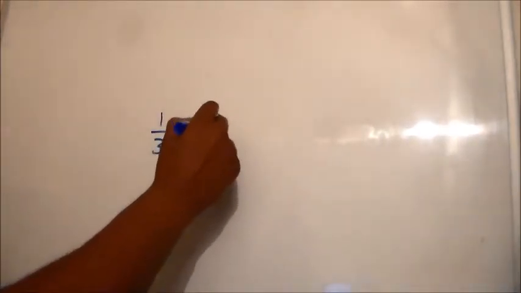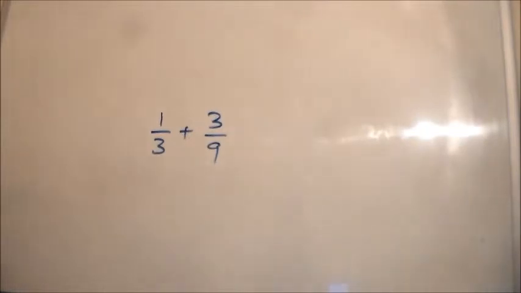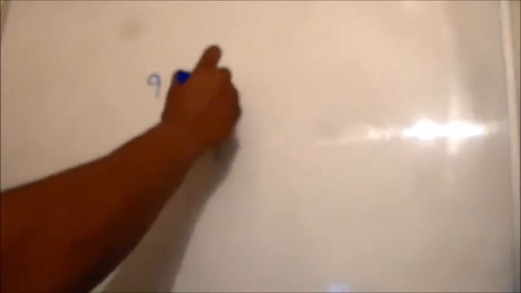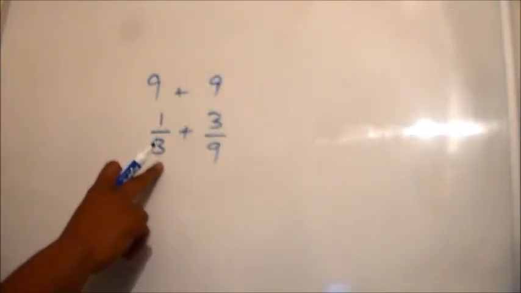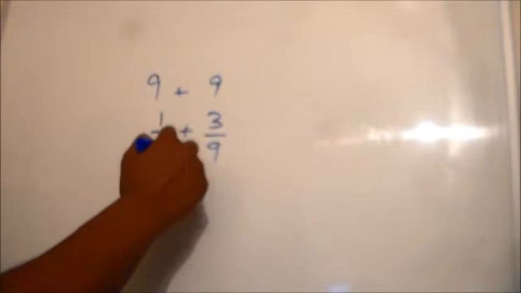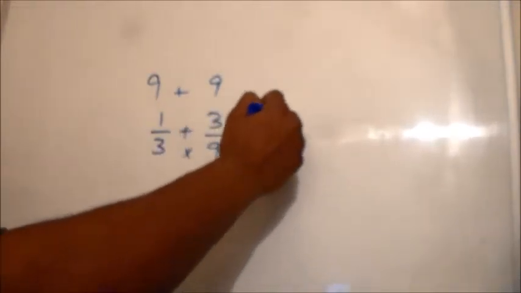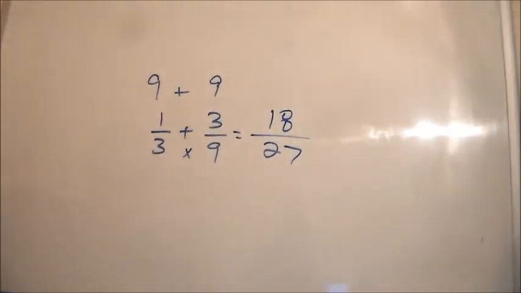Okay. 1/3 plus 3 over 9. 9 times 1 is 9. 3 times 3 is 9. Then we multiply the denominators, 27. 18 over 27. Can that be reduced?